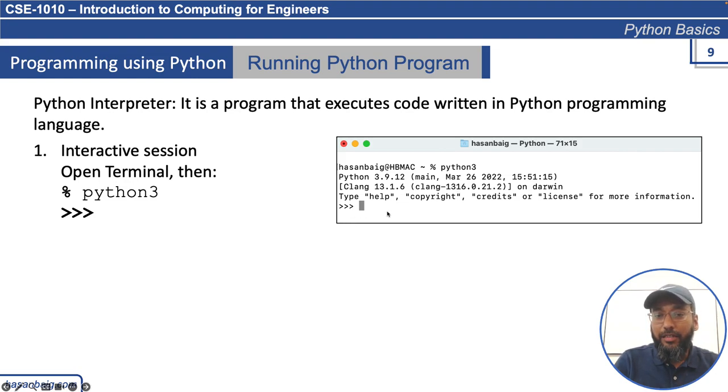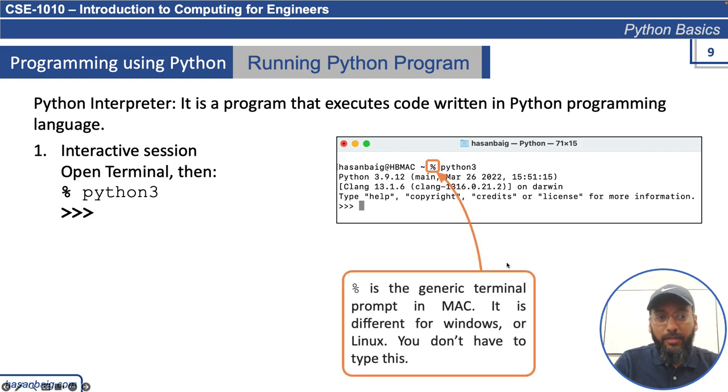It actually allows you to execute Python commands one at a time. This is the generic terminal prompt in Mac. It is different for Windows or Linux. You don't have to type this. All you need to do is type the commands after this generic command prompt. It could be a $ sign, it could be something else, and when you type python3, your interface would change into these three arrows. So this was one way of running a Python program.